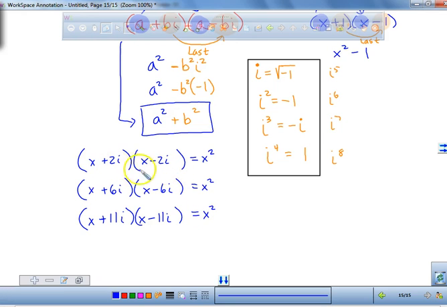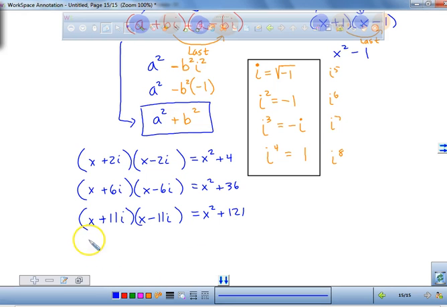And when you multiply these together, 2 times 2 is 4. What's i times an i? -1. When we multiply it by negative, that becomes a +4. 6i times a -6i is going to give me a +36. Positive 11i times a negative 11i is going to give me a positive 121.